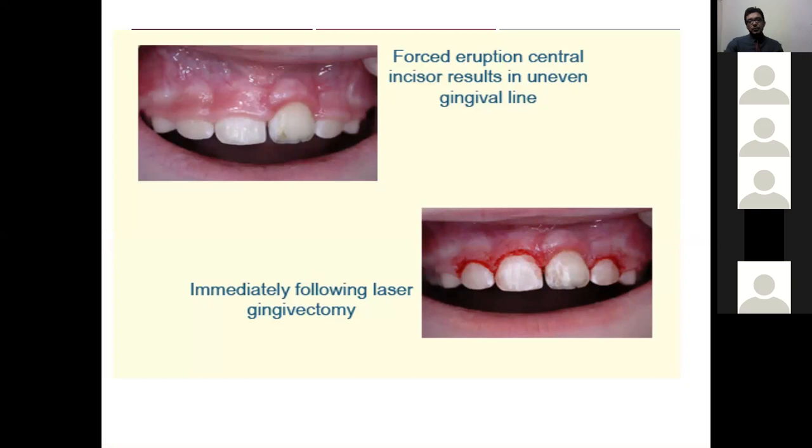You can see that is a forced eruption of the central incisor. Because of that, you have an uneven margin. This is what happens. The most important common cause for uneven gingival margin is passive eruption issues. So you can use it, and then immediately following laser gingivectomy, this is a picture now.